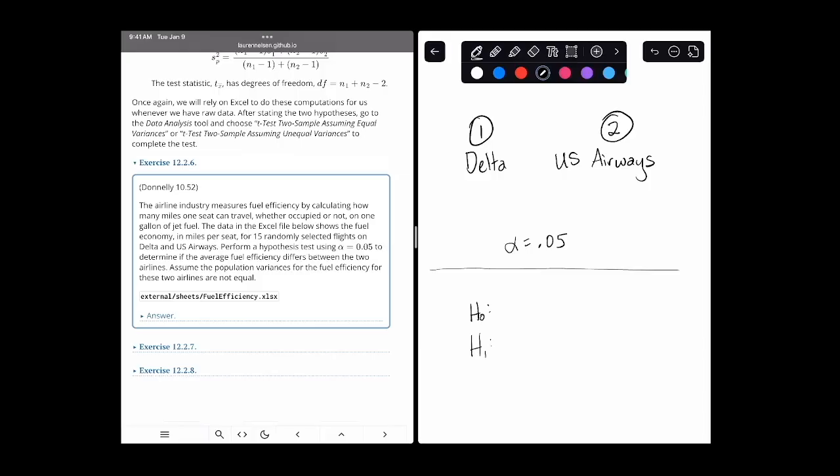And we want to see if we have enough evidence to say that the average fuel efficiencies differ. If we rewrite these in terms of the difference between the means, we would have that the difference in means is 0 for our null, and the difference in means is not 0 would be our alternative hypothesis. And so let's open up the Excel file and take a look at this sample data.